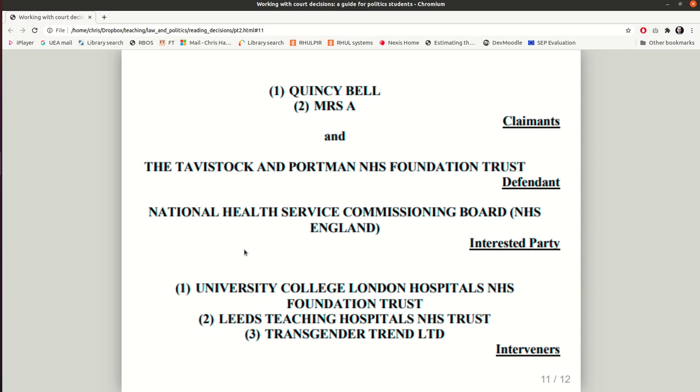So if you go back to that case about the puberty blockers, you'll see that we do have claimants and defendants, but we also have NHS England involved as an interested party, and a number of other interveners who are involved in some way or have some interests that are indirectly affected by the case. Presumably NHS trusts, which are also dispensing similar treatments, or public interest groups who are appearing because they want to argue for a particular outcome.